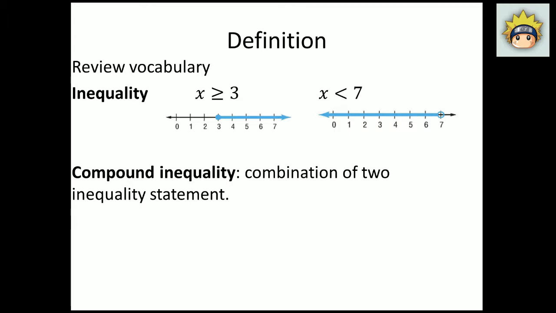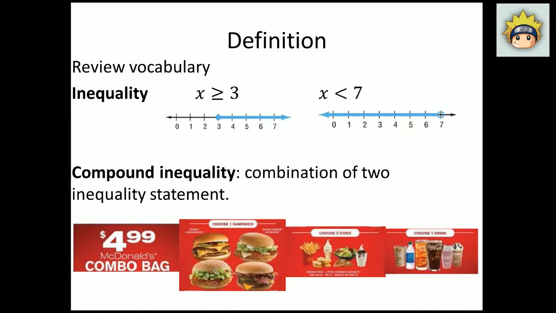A compound inequality is a combination of two inequality statements. The best example I can give you is like at McDonald's, where it's like a combo meal, okay, where you can choose one sandwich, two sides, and one drink, right? It's a combination of things. So the compound inequality is going to be a combination of inequalities.